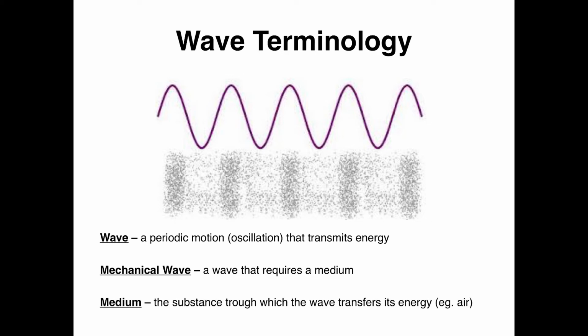A medium is any substance through which a wave can travel or transfer its energy, and air is an example of a medium. Water can be a medium. A rock can be a medium. Anything which will conduct or allow for the transfer of wave energy is considered a medium for a mechanical wave.